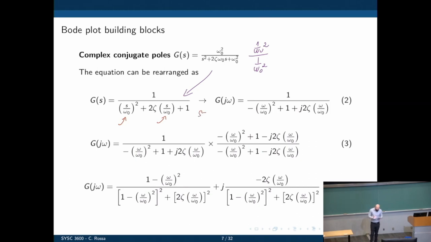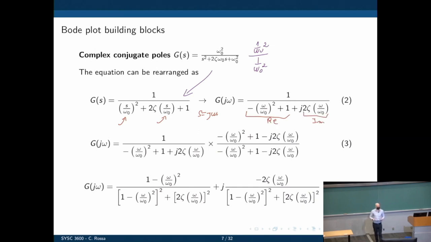We want to evaluate this transfer function for a wide range of frequencies. So we can replace s with j omega, where omega is the frequency that is now sweeping from low to high. That's equation two. And you can see here, now we have an imaginary and a real part. Here is the real part. Here is the imaginary part.